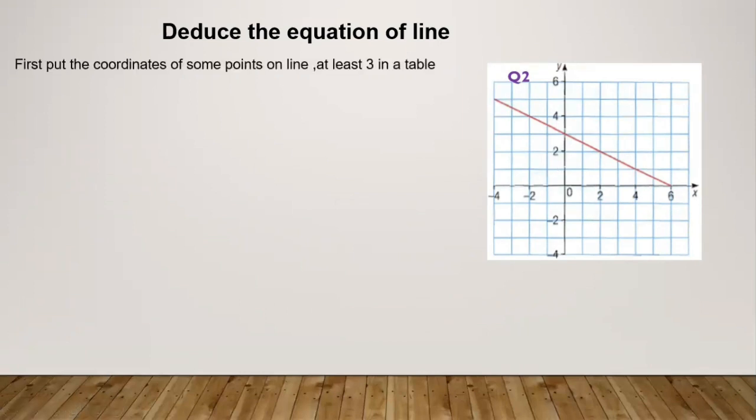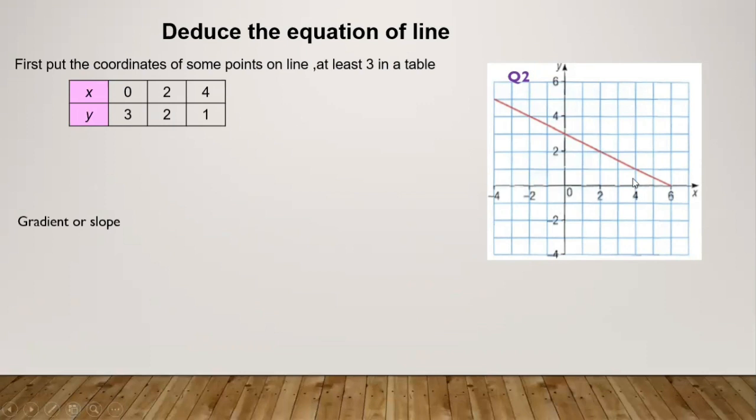Now let us put the coordinates of some points on a line, at least 3, in a table. So here we have 0 and 3. Then we have 2 and 2, this is the point (2, 2), and 4 and 1. Okay, then we find the slope.